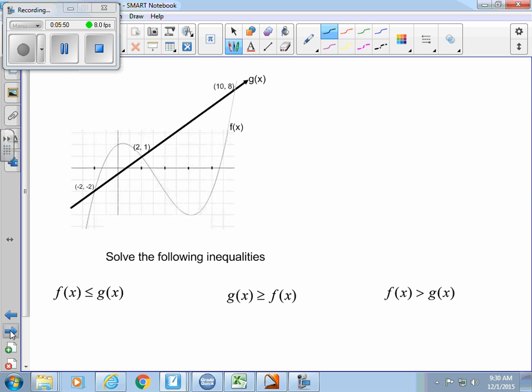Today we're going to learn how to solve inequalities. If you had a problem with a calculator program, like I said, bring me your calculator after class and I'll do some troubleshooting.